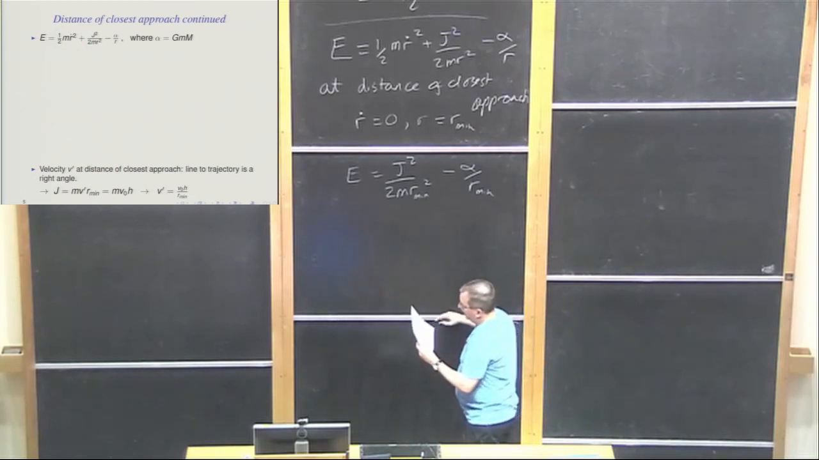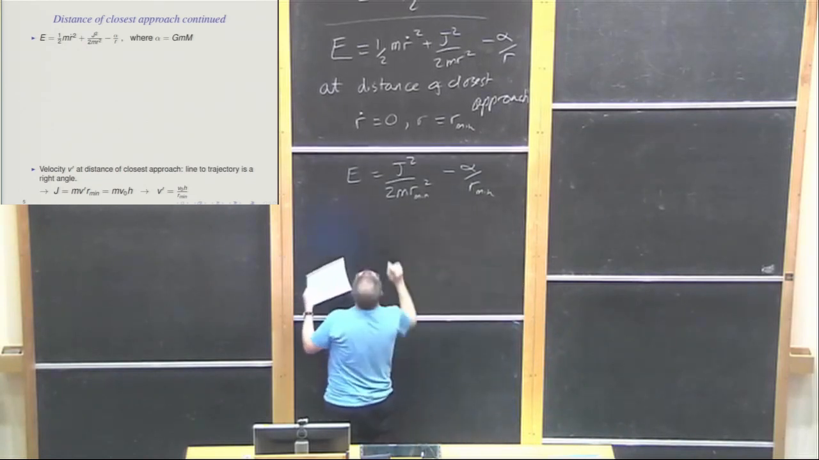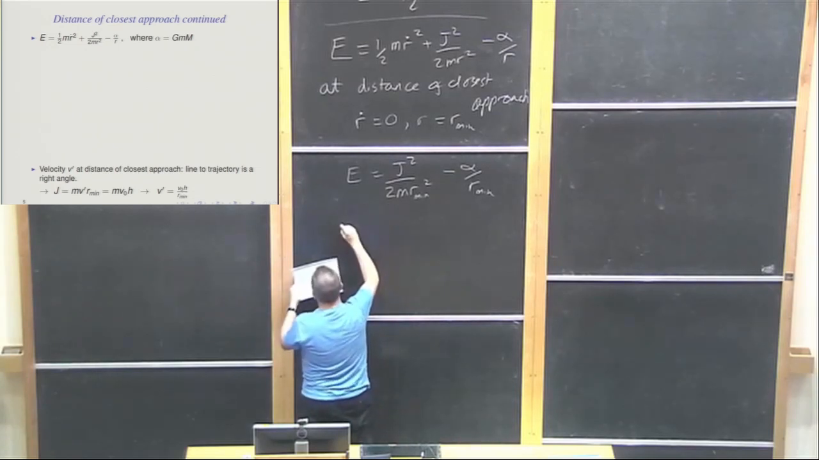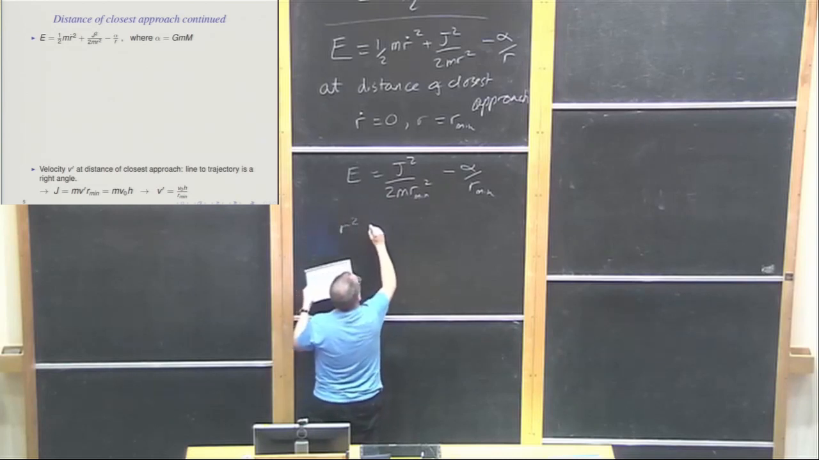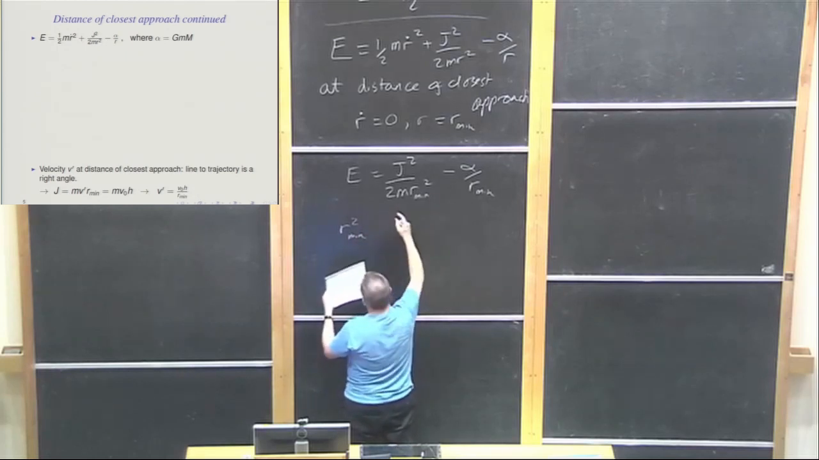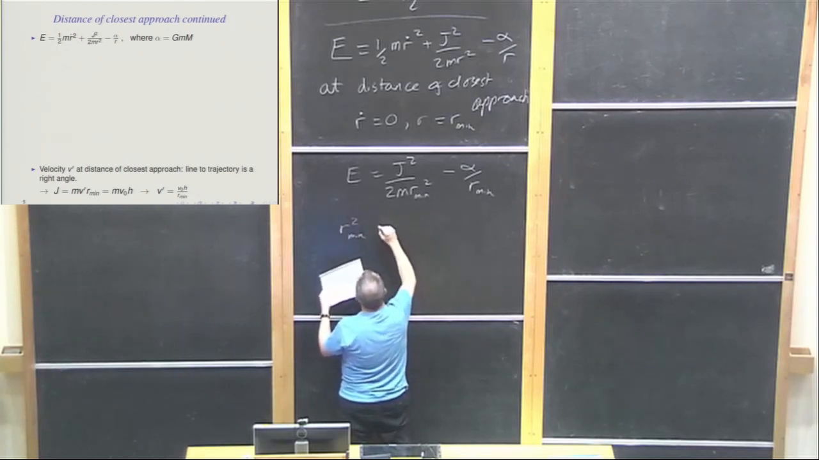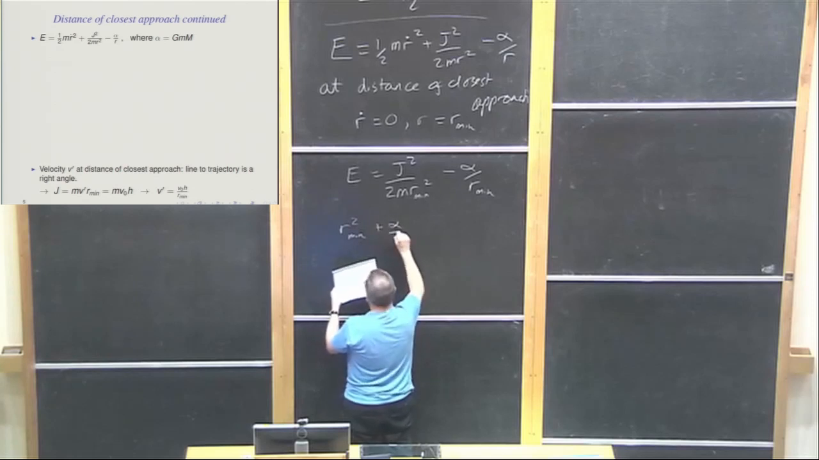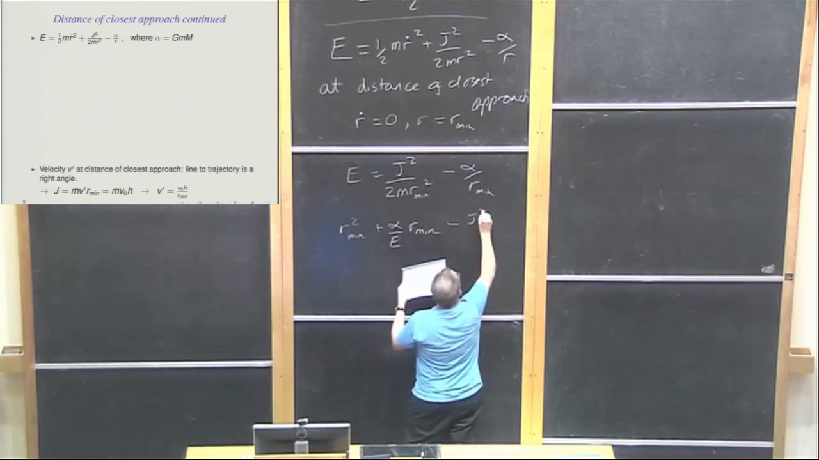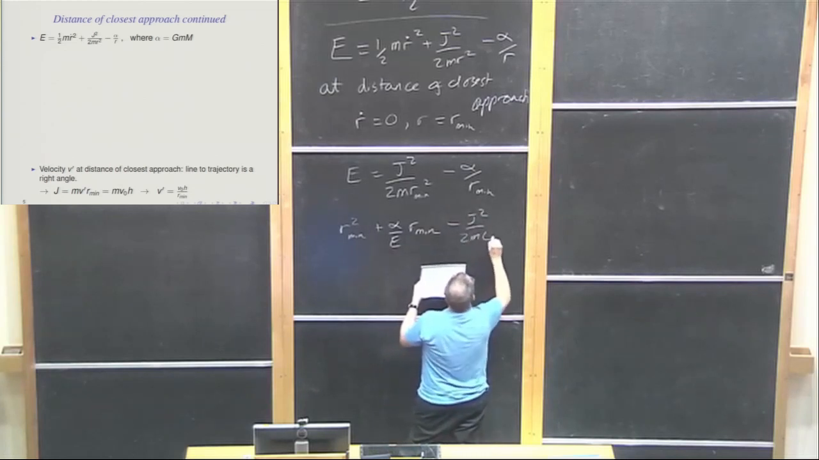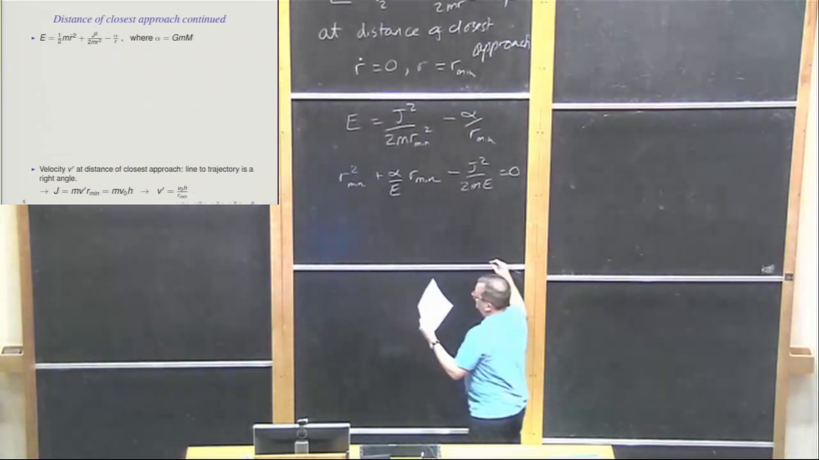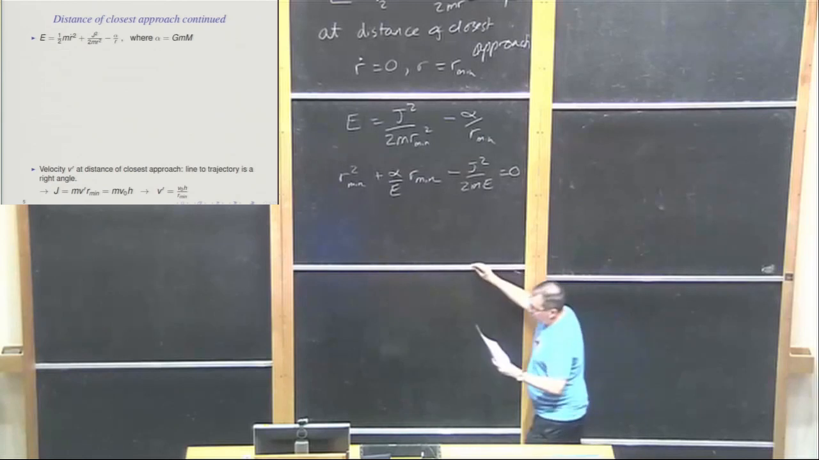Well, let me just not substitute this in yet. Let me just multiply through so we get the familiar quadratic expression. We multiply through and rearrange, and we get r min squared plus alpha over E r min minus j squared over 2mE equals 0. Okay. Solve the quadratic.